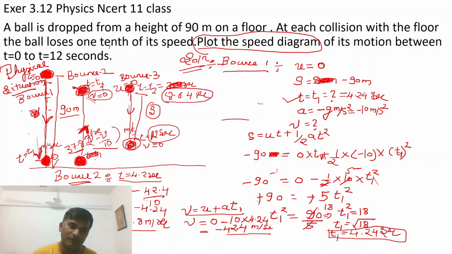37.8 meter per second, positive. It is going upwards, positive velocity. With that velocity, it will go up. The velocity will go on reducing, and finally it will become 0 here. So I have to find out the time also.